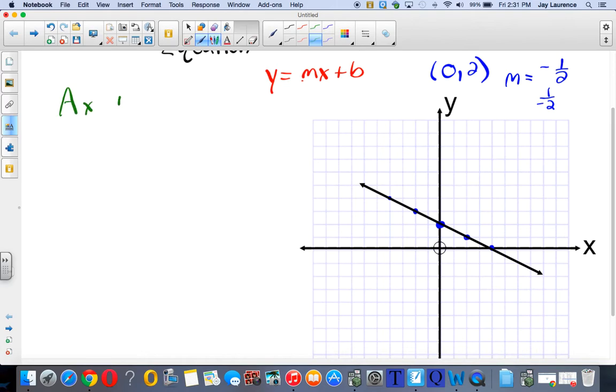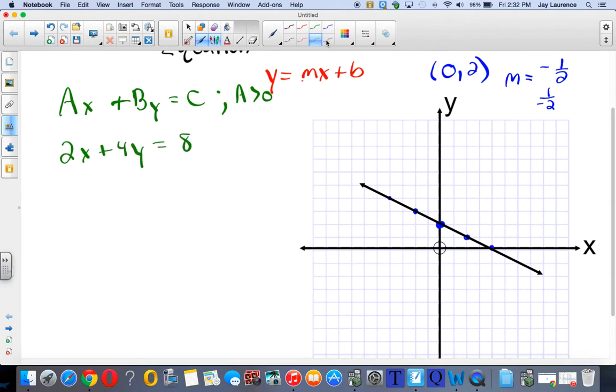Ax plus By equals C. A and B are coefficients. They are not variables. They're the numbers in front of x and y, and C is the constant. It doesn't have a variable. By the way, A must be positive. It must be greater than 0. So I think my equation was 2x plus 4y equals 8.